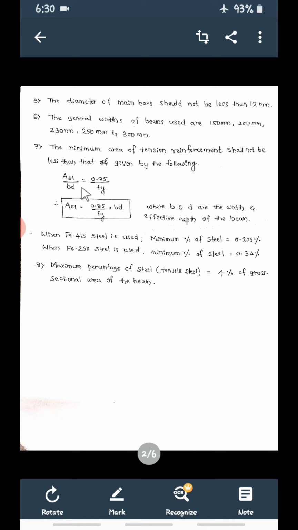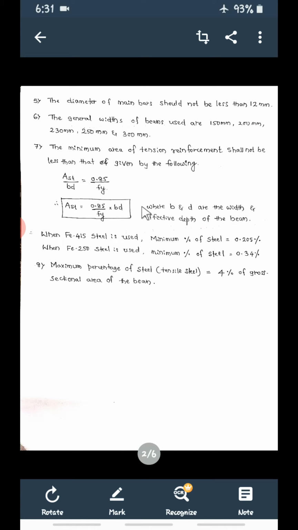So from this you can calculate the minimum AST, that is AST upon BD is equal to 0.85 upon Fy. So therefore AST is equal to 0.85 upon Fy into BD. So from this we can calculate AST, that is minimum AST, where B and D are the width and effective depth. B is the width of the beam, D will be the effective depth of the beam.